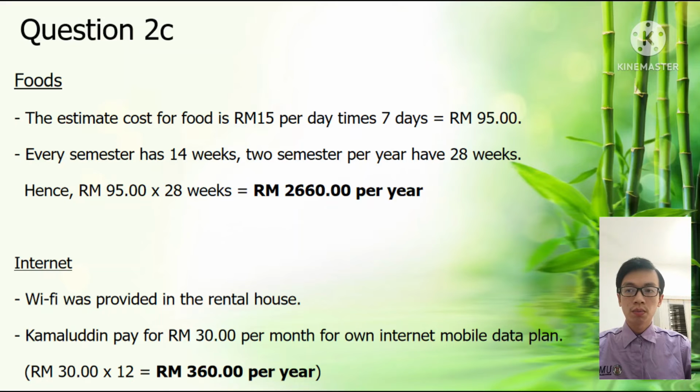Next, for the internet budget, the Wi-Fi was provided in the rental house. However, Kamarudin has to pay 30 ringgit per month for his own mobile data plan. So the total cost he will need for a mobile data plan will be 360 ringgit per year.